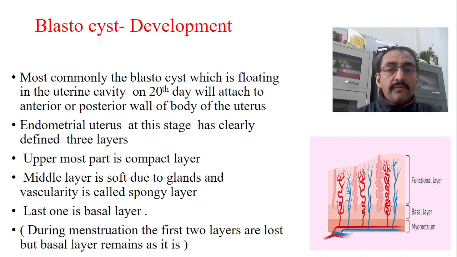Now, the endometrium at this stage is clearly defined in 3 layers, as we discussed in the last class, and you can also look at this picture. The uppermost layer is called the compact layer. The mid layer is very soft, also called the spongy layer, soft because of the presence of glands and vascular structures. The last one is the basal layer, which remains even after the menstrual shedding.